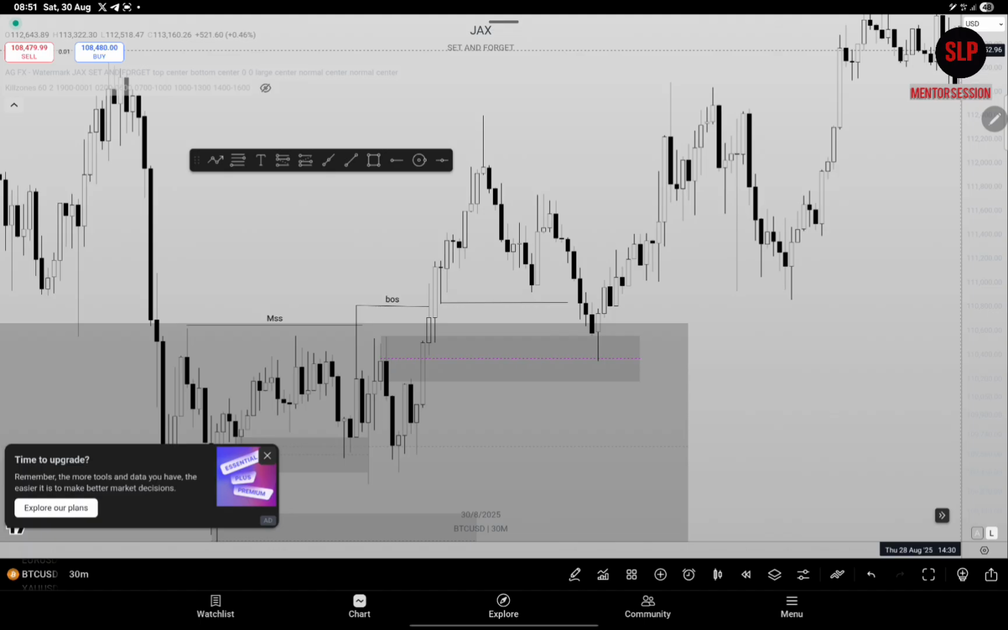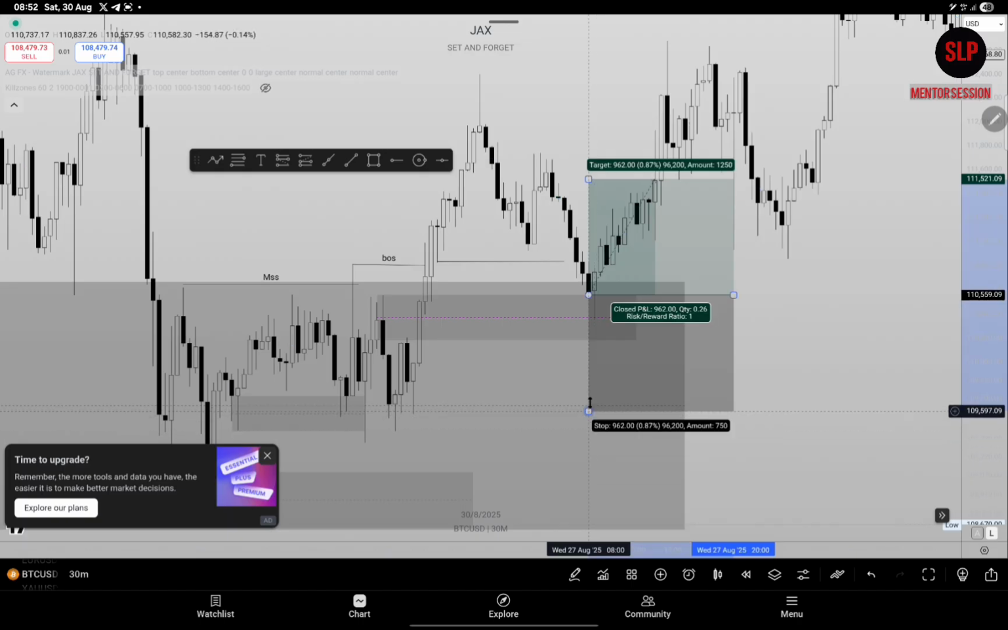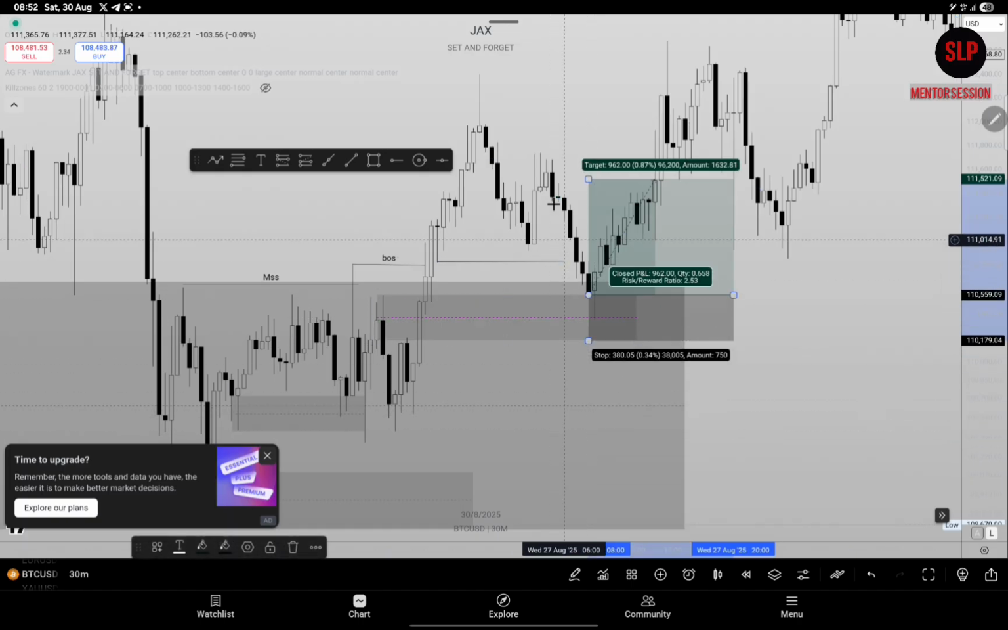Very important: exits. Don't be greedy. When I talk about exits, I'm talking about valid RR. Don't be greedy. If you're greedy, just take out what the market is giving you right now.